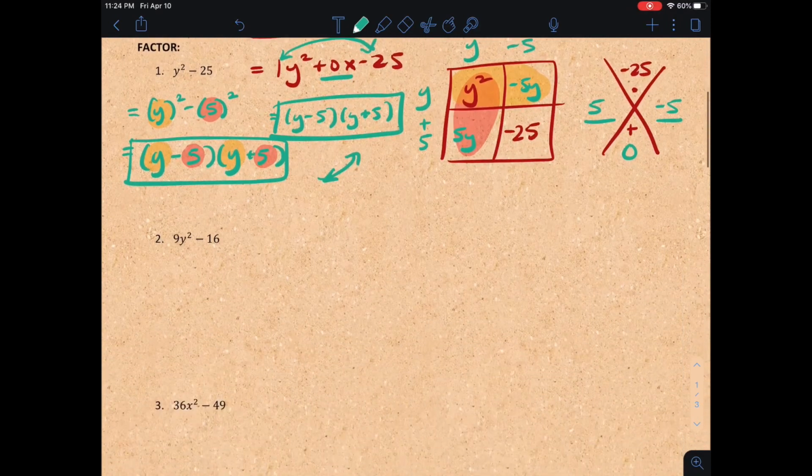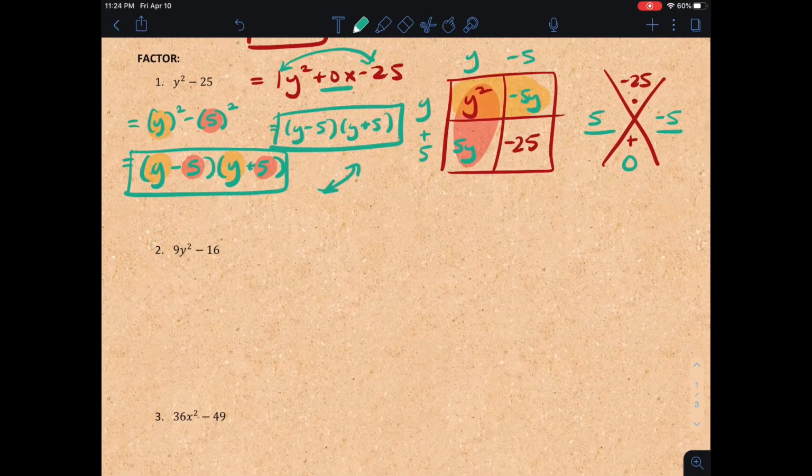So looking at example 2, we'll do this one together as well. If you notice, I can write this as something squared minus something squared. Again, you need to have a minus sign. That's where the name difference comes from in difference of squares. 9y squared is really the quantity of 3y squared. 16 is 4 squared. And so when I factor this out, I know I'm going to get something minus something, something plus something.